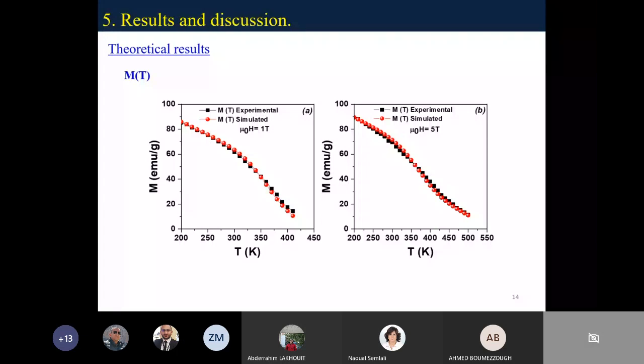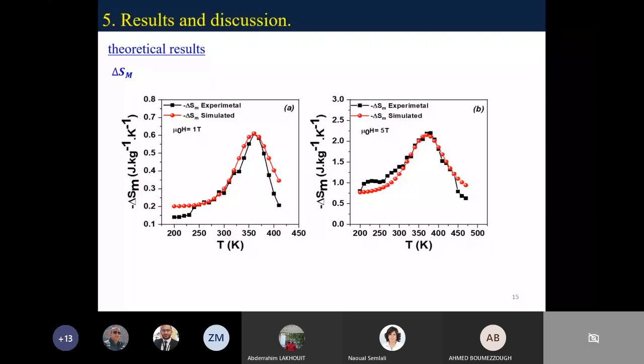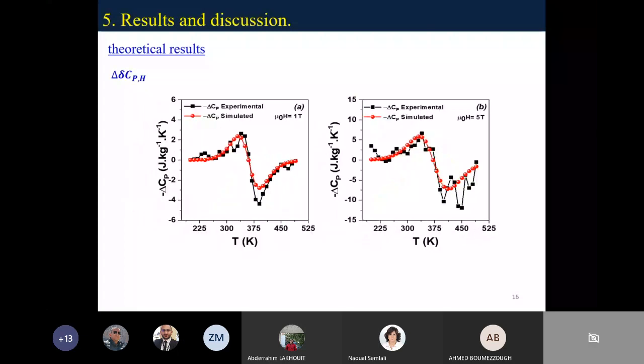We see the same thing for the isothermal change of magnetic entropy under an applied field of 1 Tesla and 5 Tesla, and the modeled results show a good agreement with the experimental result. Thereafter, the following figure shows the result for predicted specific heat under 1 and 5 Tesla, and it shows a good agreement with experimental result.